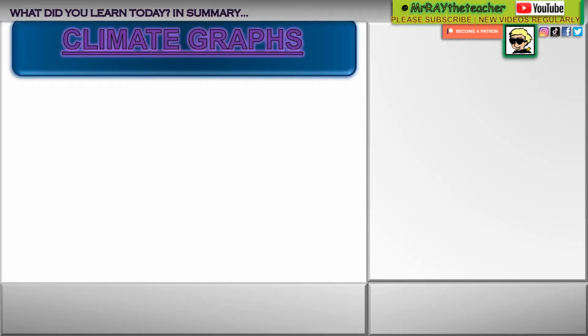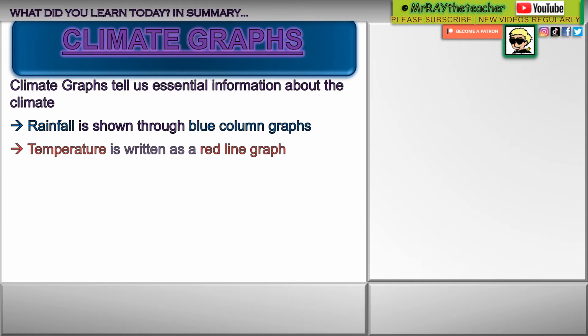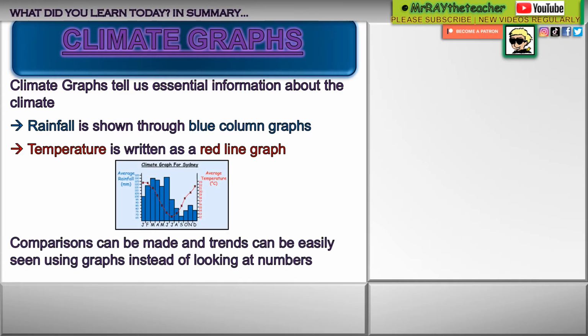So, what did you learn today? If someone asks you, answer them with this climate graph. Something useful, helps you not waste taxpayer dollars if you go to public school. These climate graphs are essential as they tell us information about the climate. Rainfall is usually displayed through blue column graphs. Temperature is written as a red line graph. And comparisons can be made and trends can be easily seen using graphs instead of looking at numbers in a table.